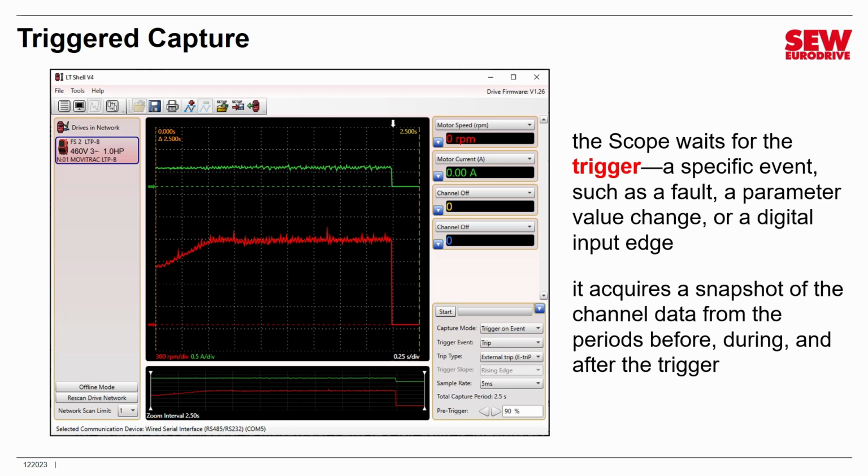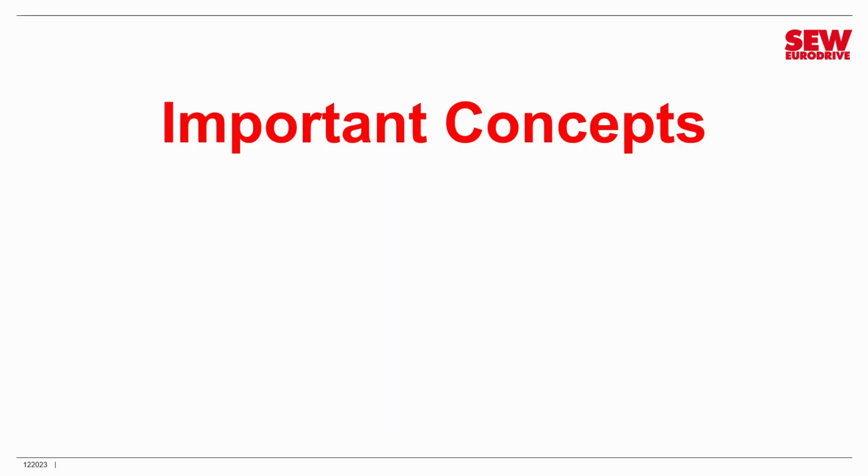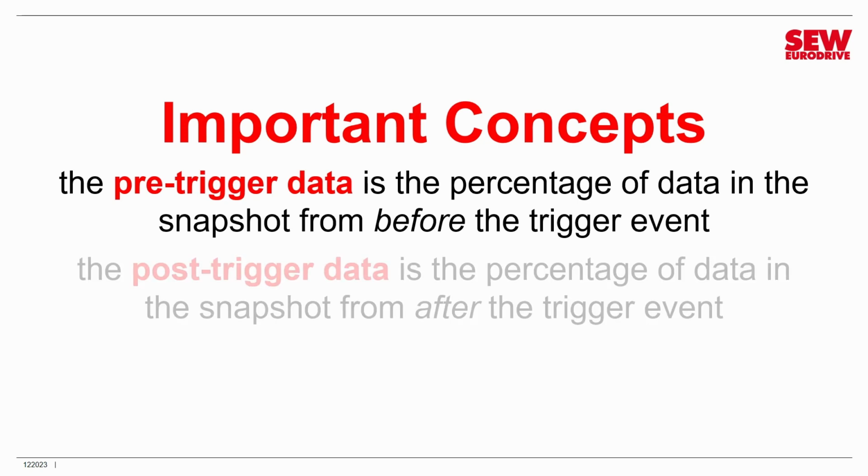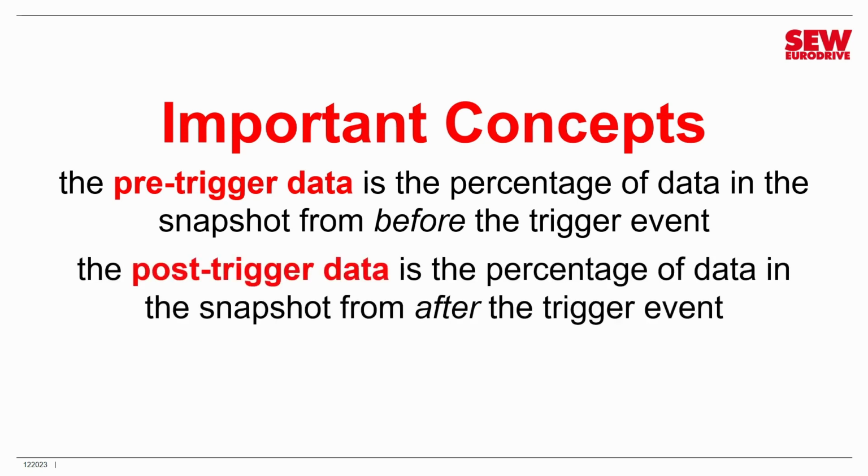And it stores all this in its memory, and then later when you go into LT Shell and download it, you get the trace on the screen, and then you can use it to figure out what's going on. Now, some very important concepts here and some terminology. The pre-trigger data is the percentage of data in the scope's memory from the time period before the trigger event. The post-trigger data is the percentage of data in the scope's memory from the period after the trigger event.